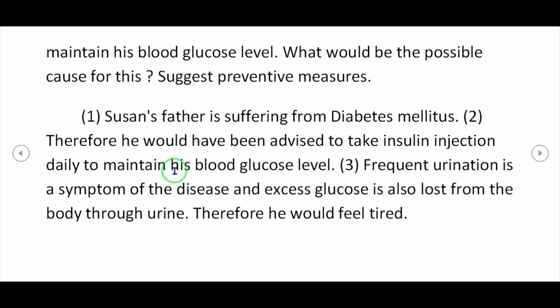He has to maintain his blood glucose level, so he has to take an insulin injection. Frequent urination is a symptom of the disease, and excess glucose is also lost from the body through urine. Why? Because excess glucose is lost from the body through urine. Therefore, he would feel tired.